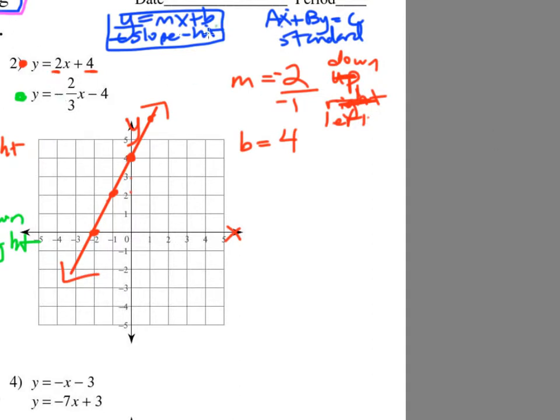Okay, now let's tackle the second equation. Again, this is also slope-intercept form. We also have begin and move. So what is our M? Our M is negative 2/3.